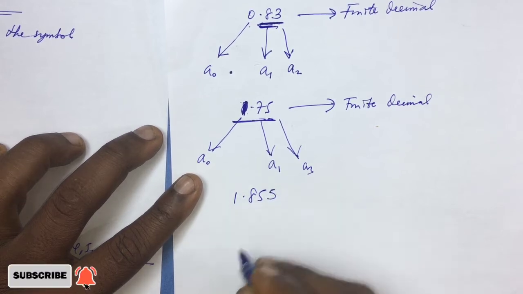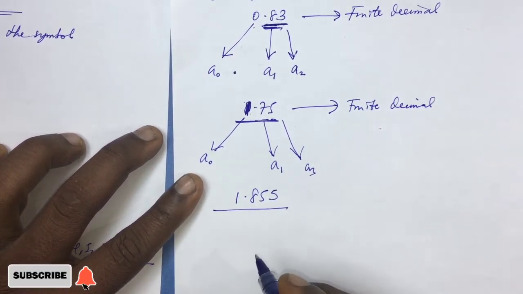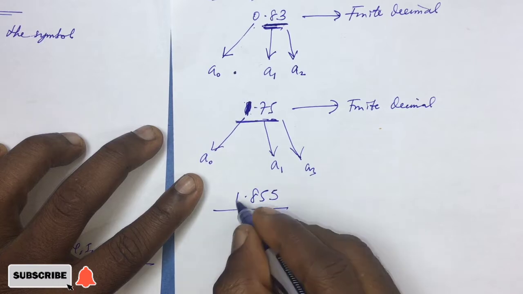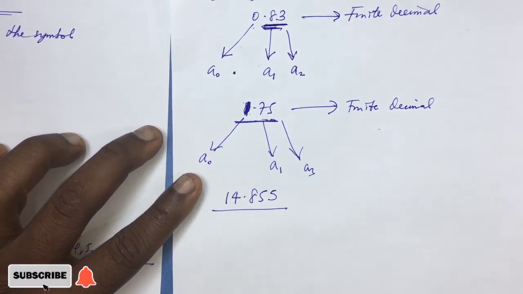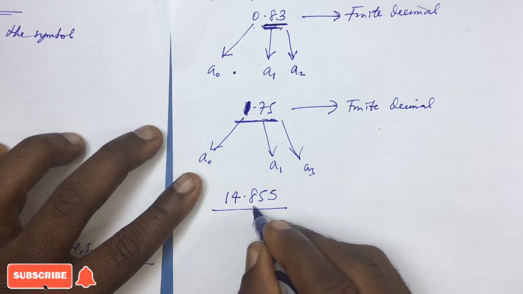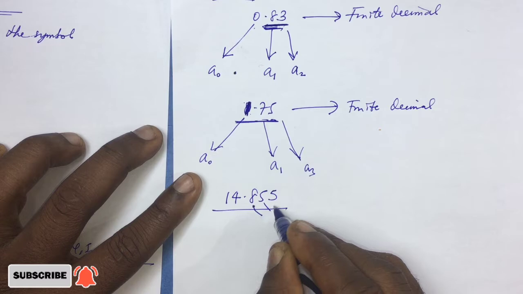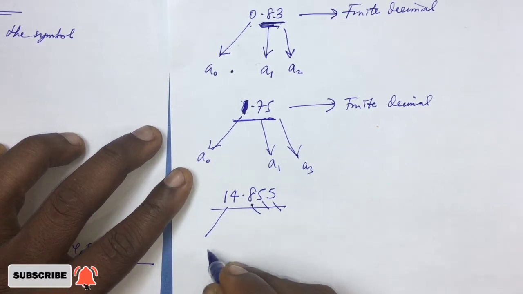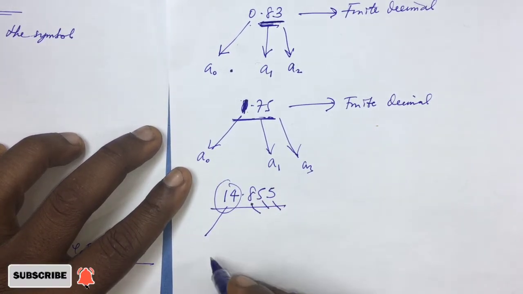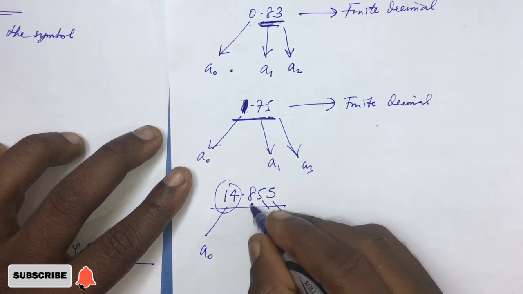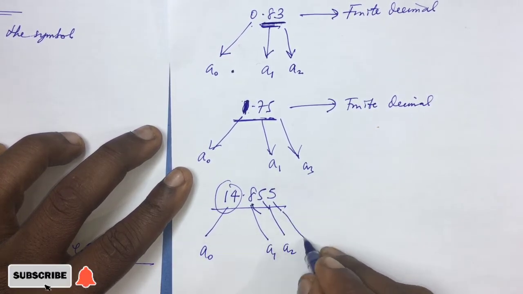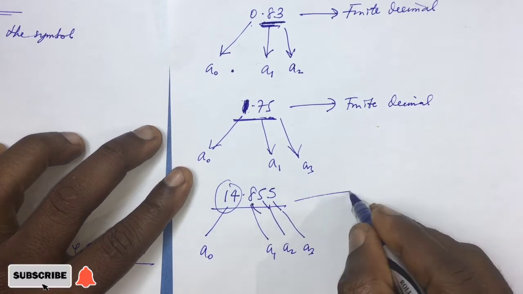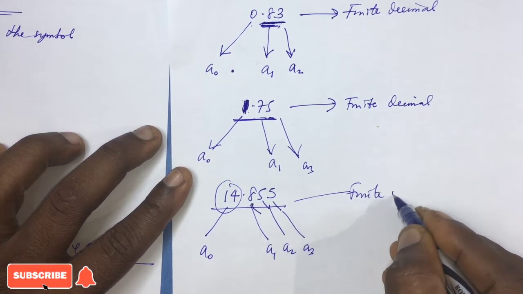You can have 1.855 to be a rational number, a decimal coming from a rational number. And let me call this, in particular, 14.855. Now take note, the 3 digits after the decimal point are 8, 5, and 5. So this 14 here becomes your A0, while 8 is your A1, 5 is your A2, and the second 5 is your A3. So this is also a finite decimal.